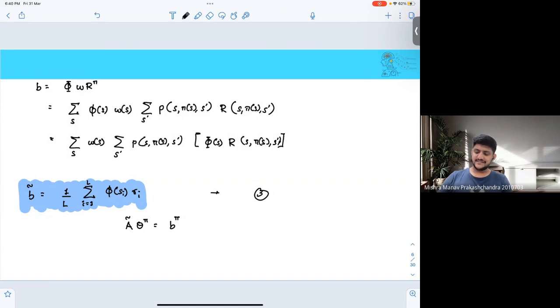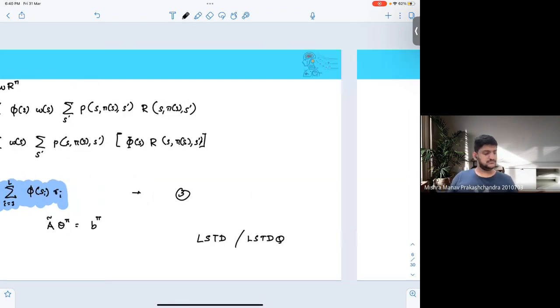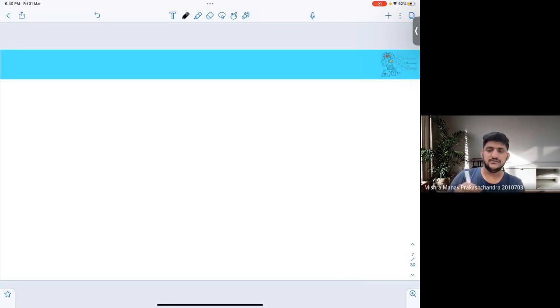So such kind of methods is known as LSTD. And since this is done for the value function, this is called LSTD. If it is done on the Q function, this will be called LSTDQ. Okay. Next up, we look at an algorithm called fitted Q iteration.